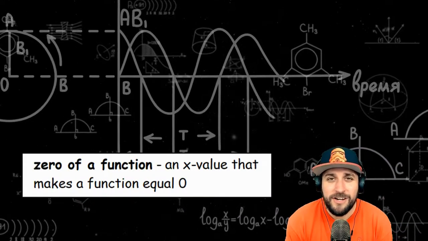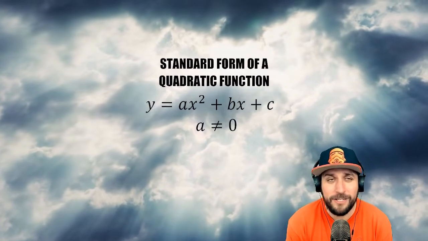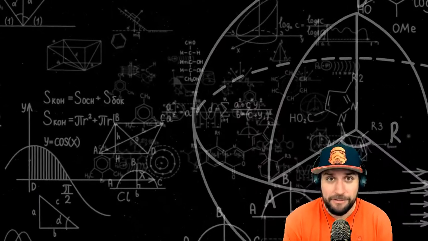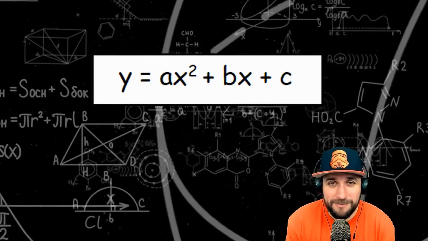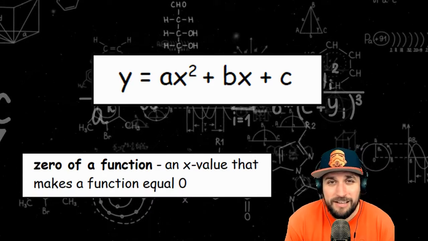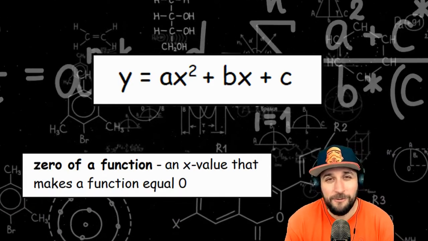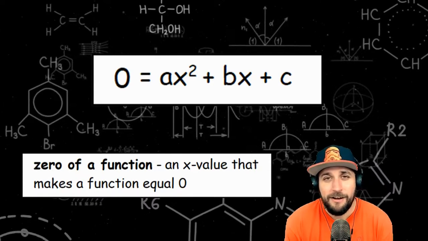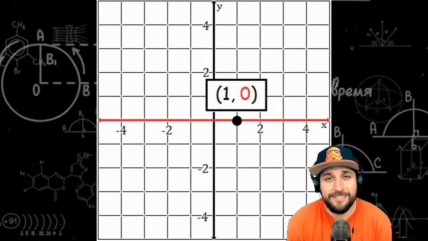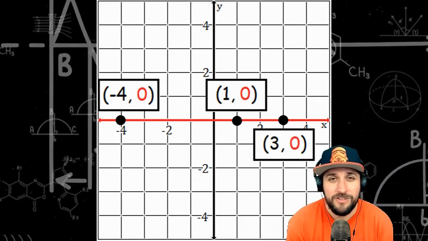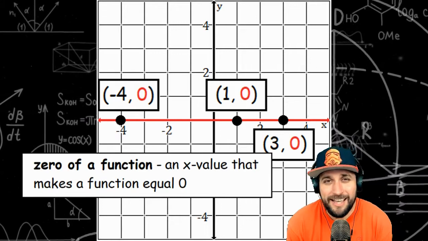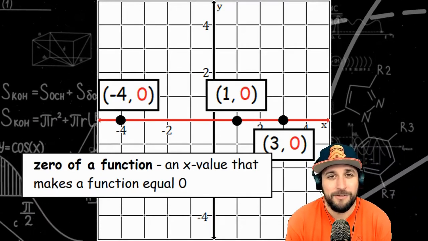Whenever we graph a quadratic function, it has to be written in standard form of a quadratic function, y equals ax squared plus bx plus c. When it's written in the standard form, if I want to find the zeros of a quadratic function, that means I'm looking for when y equals 0. On a graph, y equals 0 here along the x-axis. Every point along the x-axis has a y-coordinate of 0. So if I'm looking for the zeros of a function, I want to find my x-intercepts, where my graph crosses the x-axis, because at those points, my value of the function is 0.